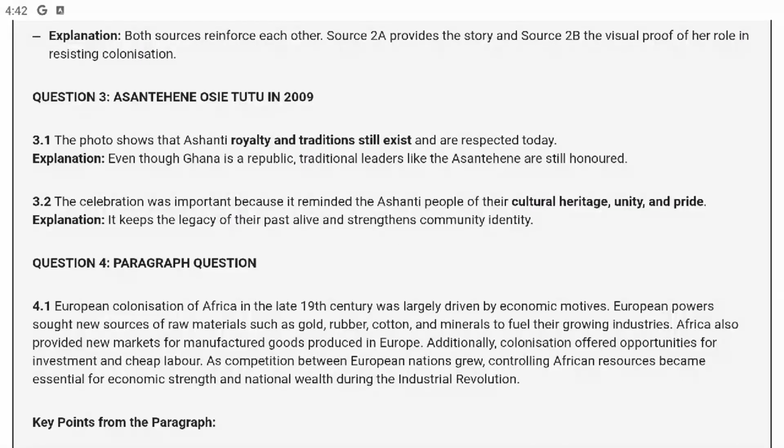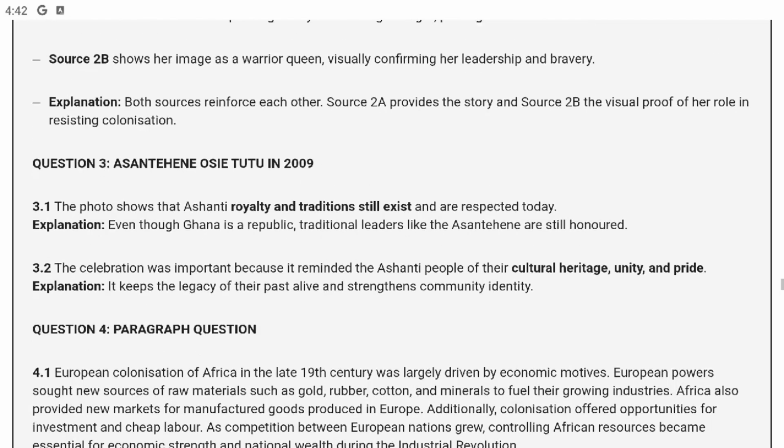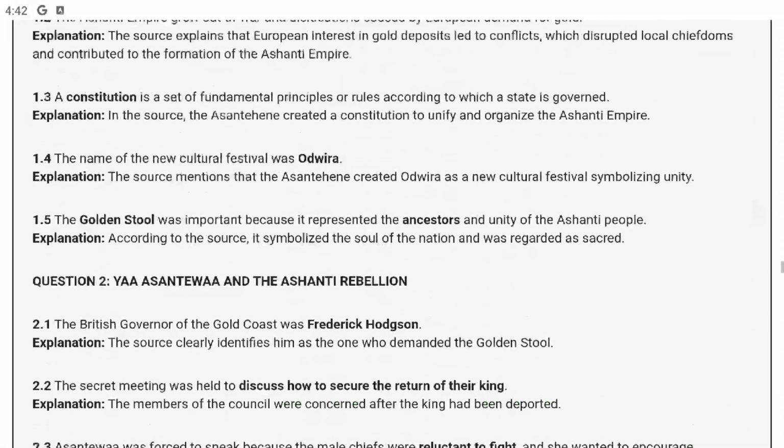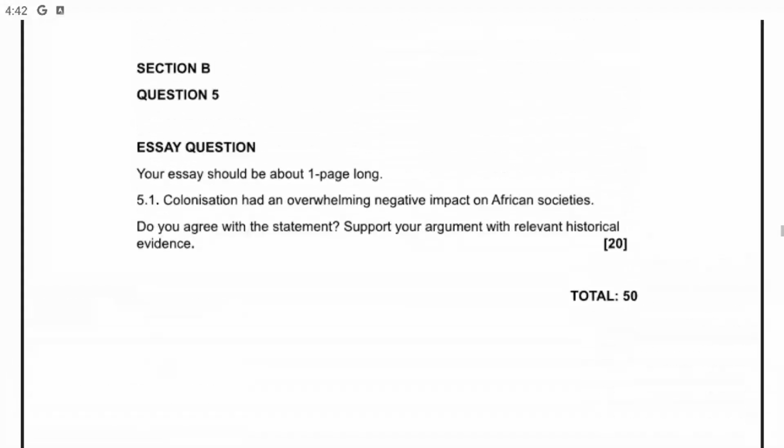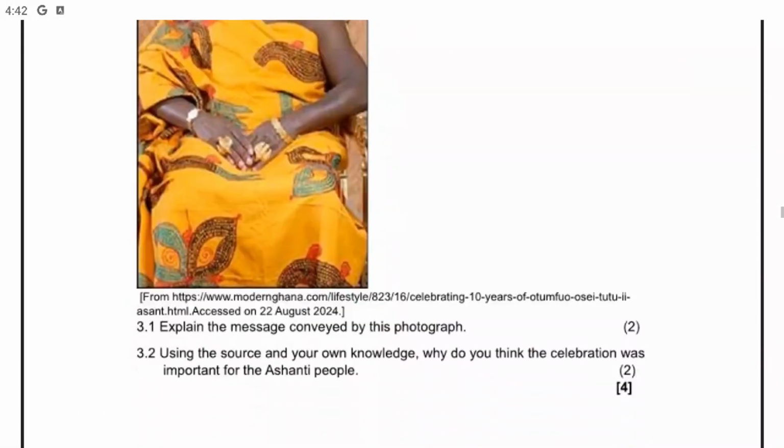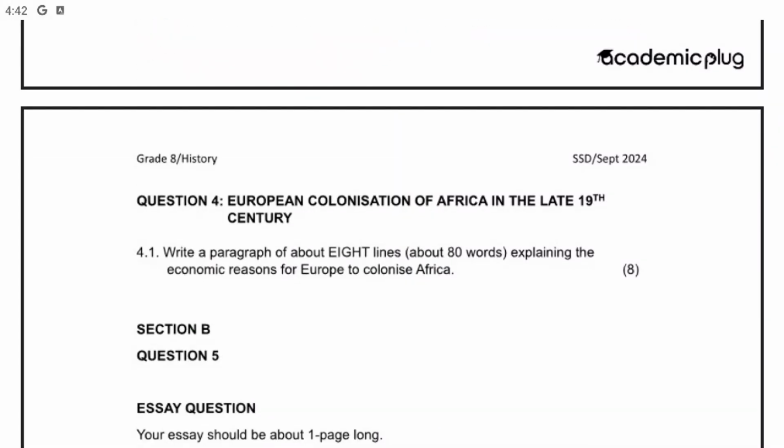The celebration was important because it reminded the Ashanti people of their cultural heritage, unity, and pride. The explanation says it keeps the legacy of their past alive and strengthens community identity, right? Okay, so those were all the questions for question 3? Yeah, okay. Those were all the questions for question 3.